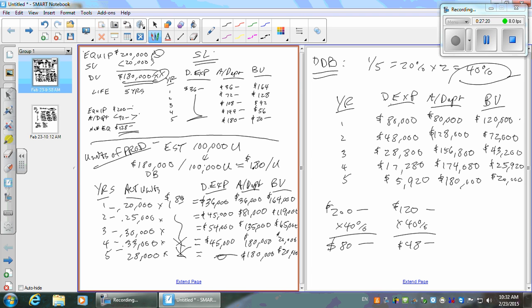Why would we use double declining balance for financial statement purposes? Anybody ever buy a new car in here? Yeah, when you buy a new car, you know what happens? You pay $20,000. You can still get cars for that, I think. Yeah, okay, barely. Okay, you can get a car for $20,000, right?